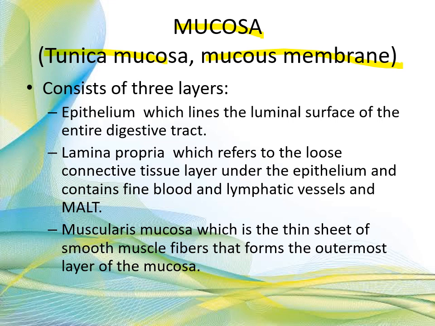Sa tunica mucosa, it consists of three layers. Una, epithelium that lines the luminal surface of the entire digestive system. We have the lamina propria, which refers to the loose connective tissue layer. Tapos we have the muscularis mucosa, na consists ng thin sheet of smooth muscle fibers.